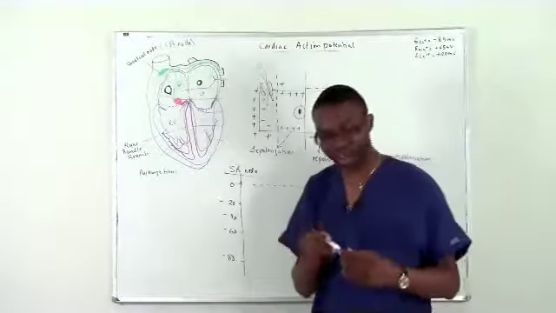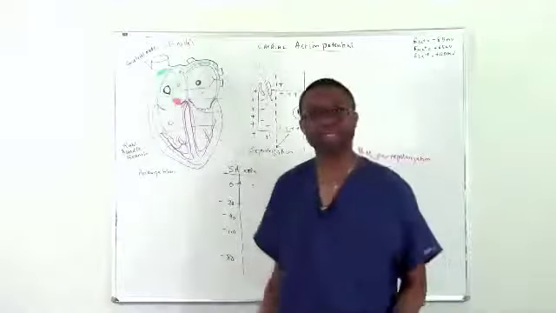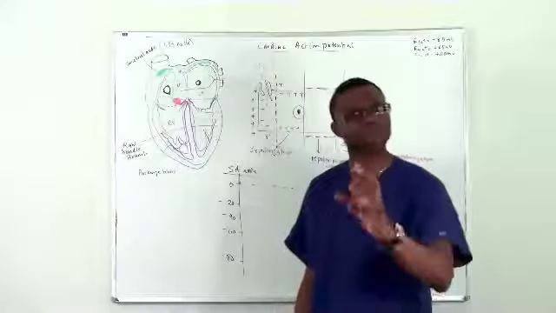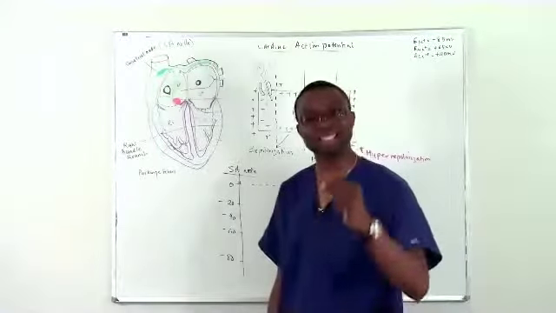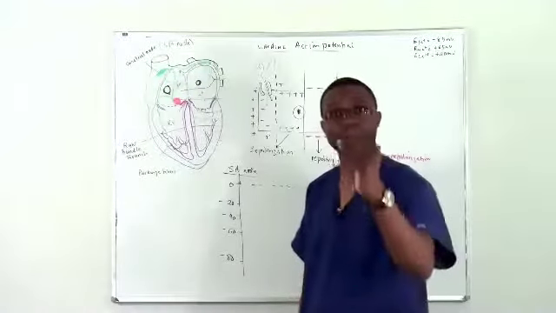Now, the interesting thing about the SA node is because normally a cell, let's say pick a muscle cell. For a muscle cell to depolarize, it needs an action potential from a muscle.